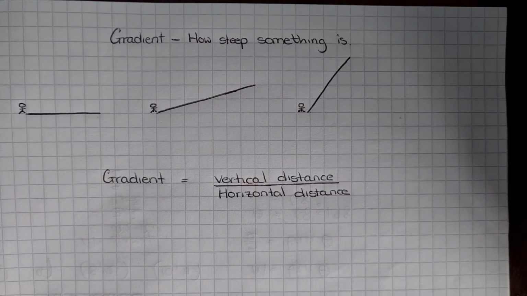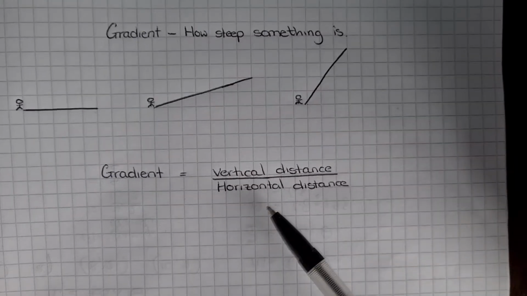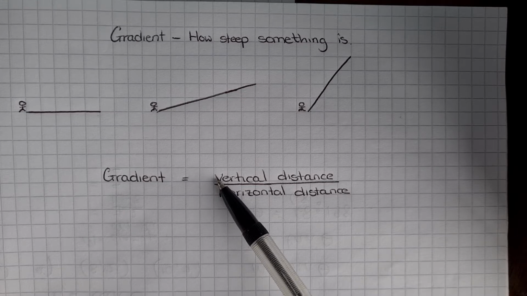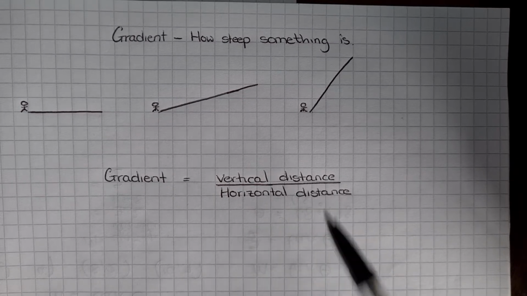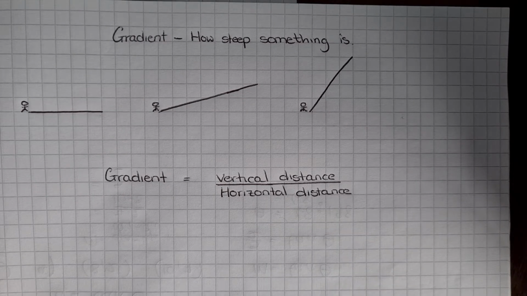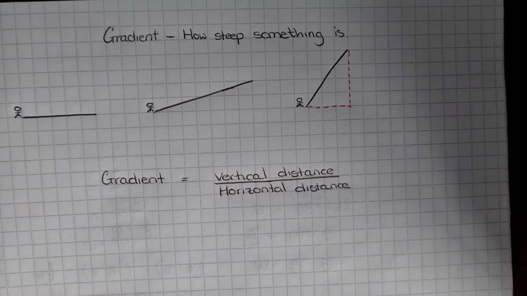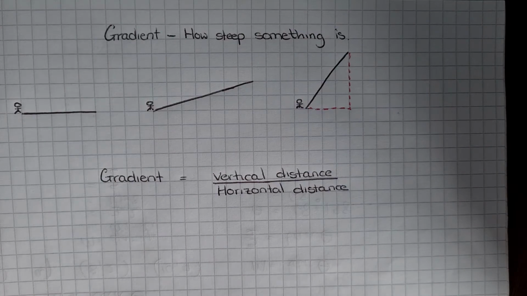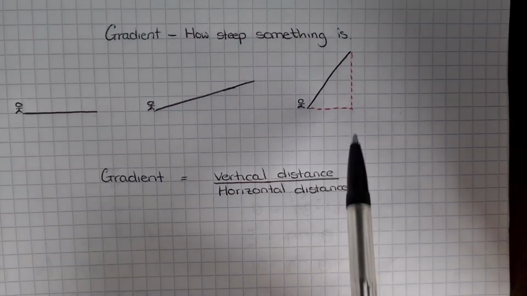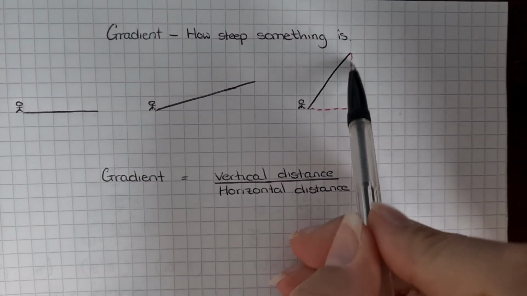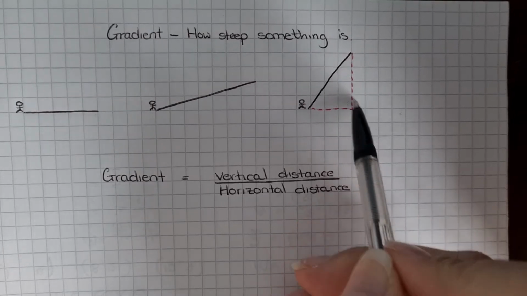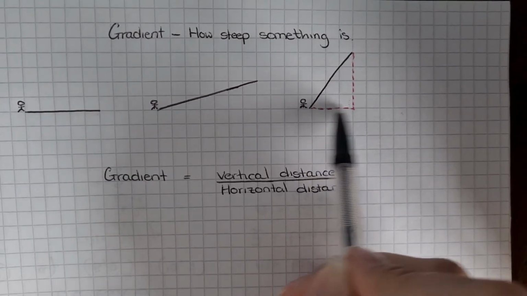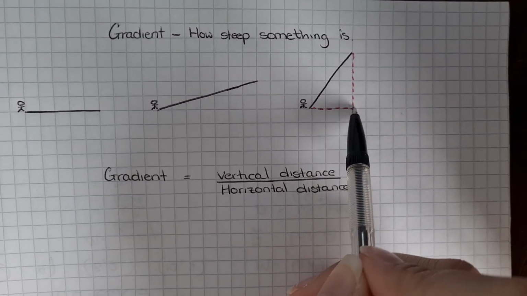Now, to calculate gradient, the easiest way is to write it as a fraction, and the fraction is the vertical distance over the horizontal distance. So if we look at this third example up at the top, or this third slope, the vertical distance is how far up the person has travelled, and the horizontal distance is how far along the person has travelled.